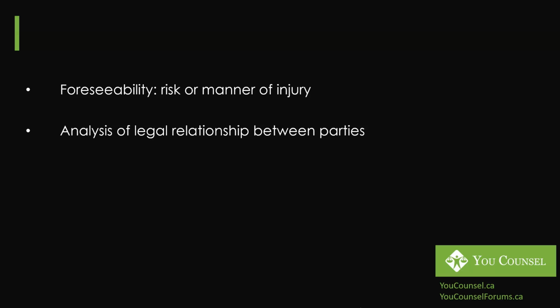So foreseeability is sort of the possibility of a risk and the manner of injury that may cause. Second thing that the court will consider is the court will analyze any legal relationship between parties. So in our example of driving cars on the road, there is no legal relationship between the parties. There's no contractual relationship. But in many cases, there may be a contractual legal relationship between parties outside of the duty of care that the court is thinking of imposing.